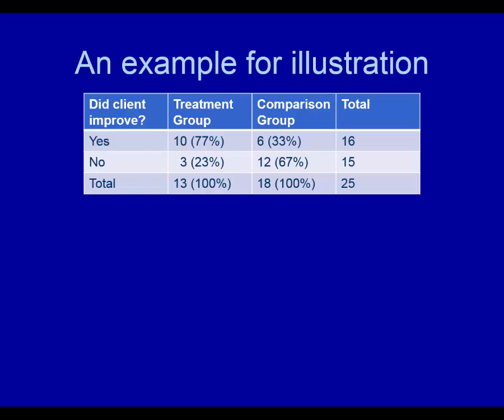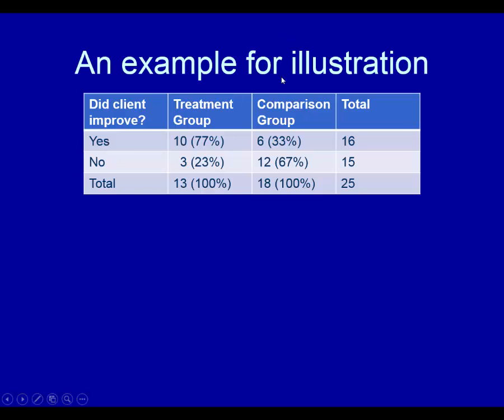Here's what it looks like in a table that I would suggest you put together for your own data before using this file. As you can see here, the question: did the client improve, yes or no? For the treatment group, 10 persons improved, 3 did not. That's 77% of the treatment group got better. For the comparison group, 6 people got better, 12 did not. So only 33% of this group improved.